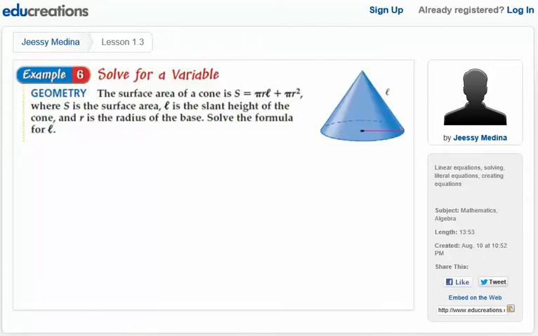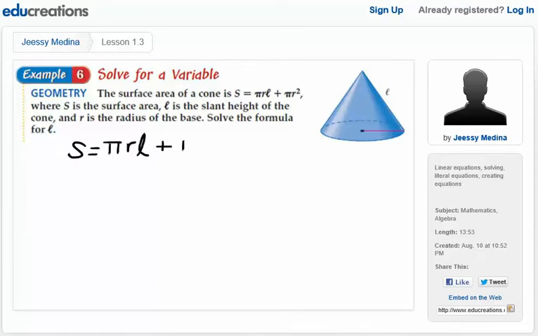Alright, this example goes into rearranging the equation before we solve. So in this case, they don't give you values. They just say solve the formula for L. And they say that the surface area of a cone is pi times the radius times L, the slanted height, plus pi times the radius squared. Alright, so I would start out by writing out the formula.